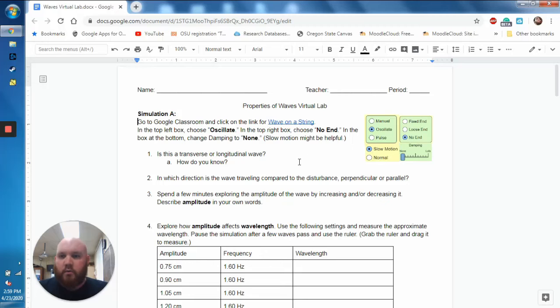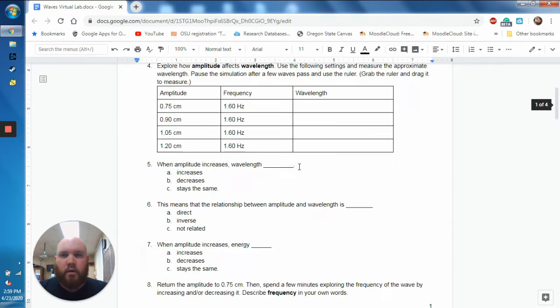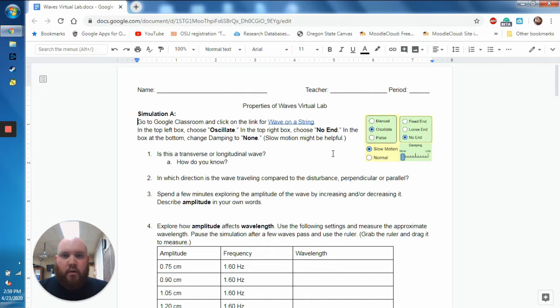Going to be walking through the simulation part A for this virtual lab. In this lab, what you're going to be looking at is different kinds of waves. You're going to be focusing on the properties of waves like amplitude and frequency and wavelength. Normally, in our normal class, we'd be able to take these things outside, big long strings, and start actually making our own waves. But I found a simulation that's pretty close to what we would normally do in class.